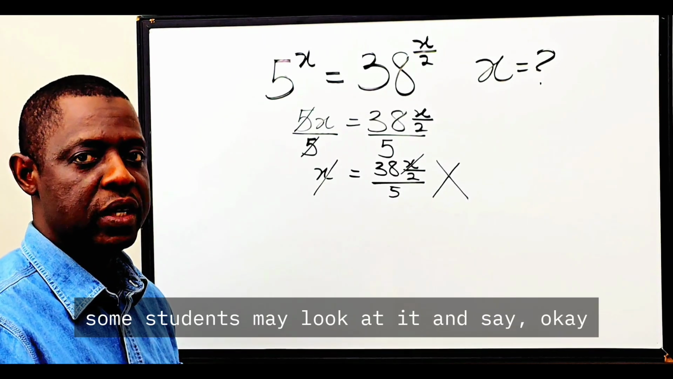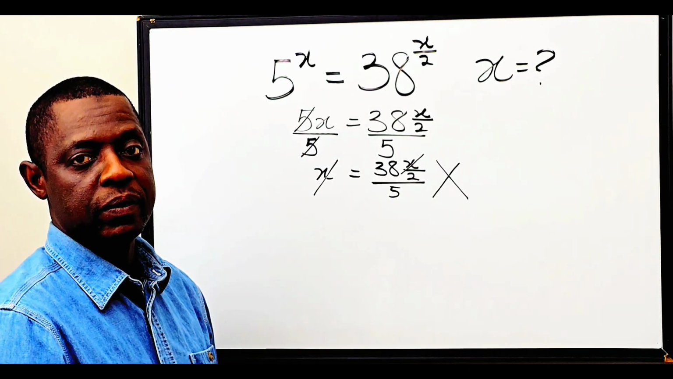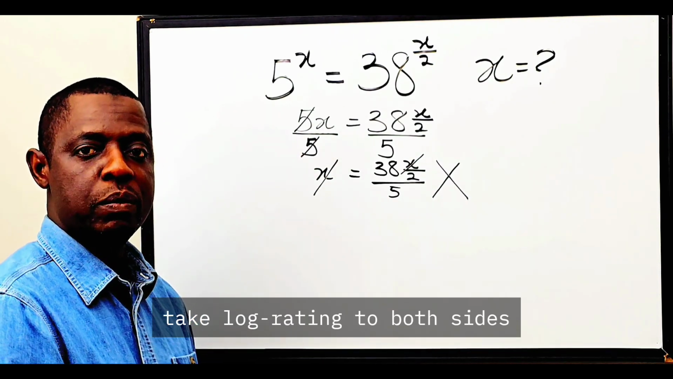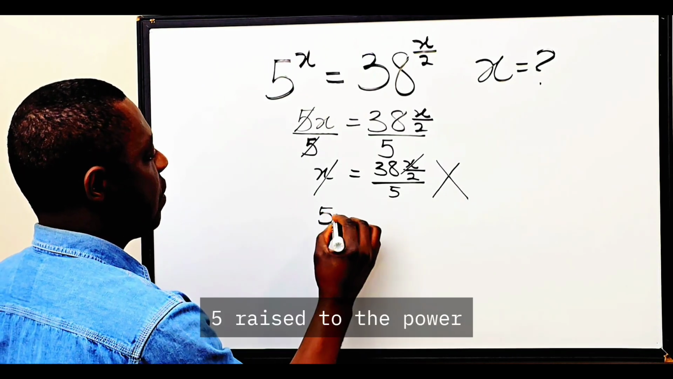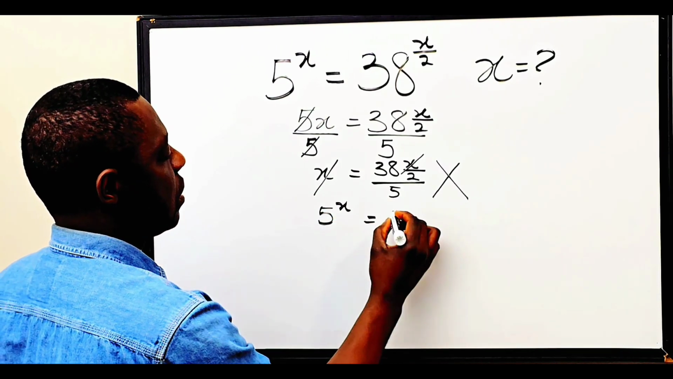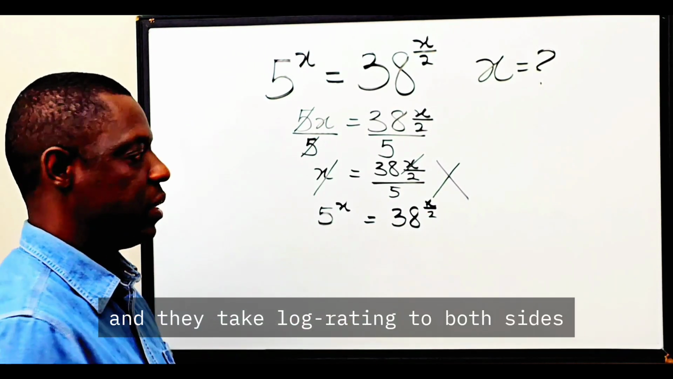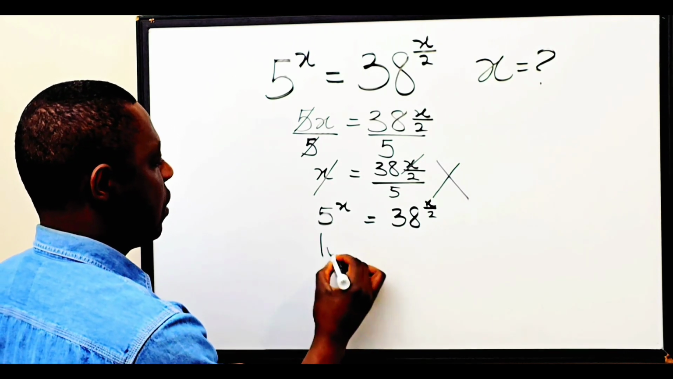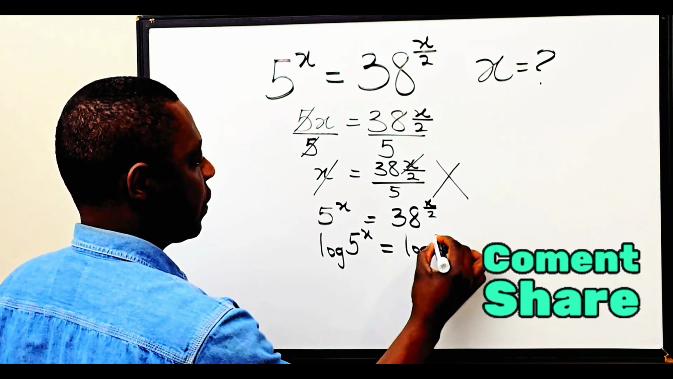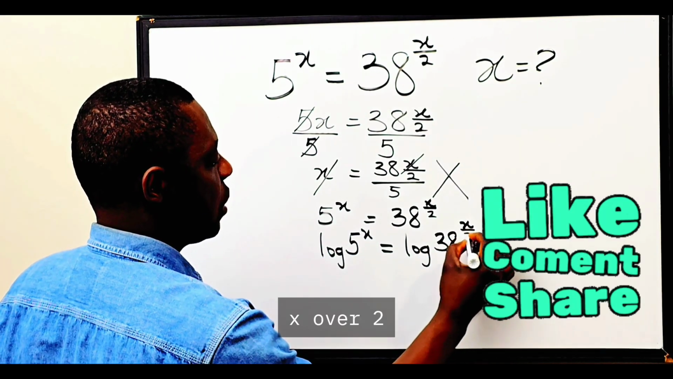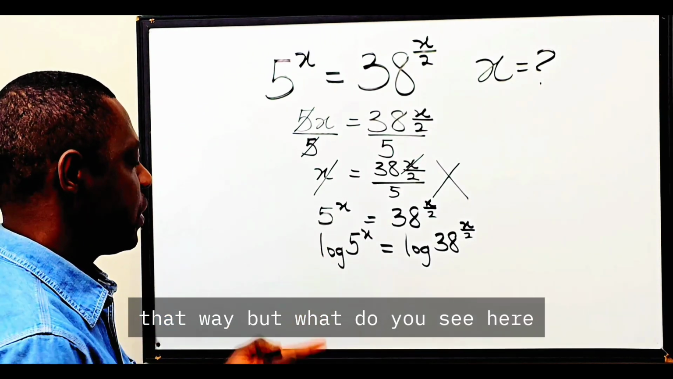Also, some students may look at it and say, okay, since we can't go through this way, can we just take logarithm to both sides? And if they do that, if they look at this question, 5 raised to the power x equals 38^x over 2, and they take logarithm to both sides, that will have log 5^x equals log 38^x over 2. Fine, you can go in that way. But what do you see again?